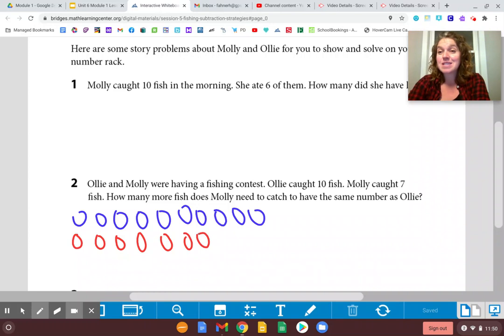And we've practiced this before where we had our two numbers. And remember, we put our finger or we drew a line right here where they stopped being the same. So the question says, how many more fish does Molly need to catch to have the same as Ollie? So how many more would she need to be the same as Ollie? Go ahead and think about that and put the answer on your board. How many more would she need to be the same as him?